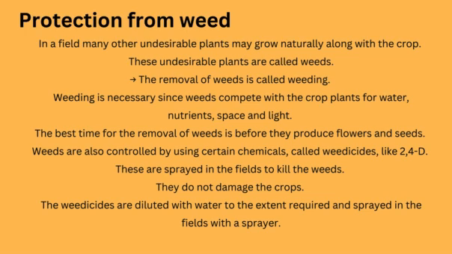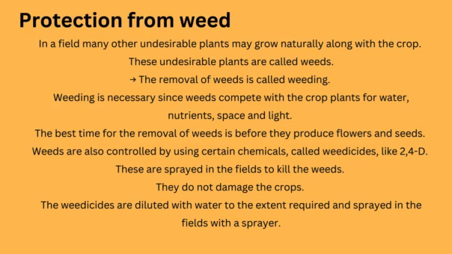Weeds are also controlled by using certain chemicals called weedicides, like 2,4-D. They are sprayed in the fields to kill the weeds. They do not damage the crops. The weedicides are diluted with water to the extent required and sprayed in the field with a sprayer.